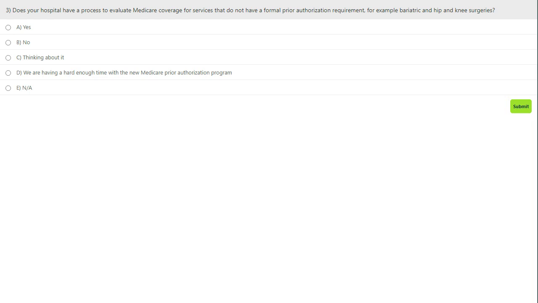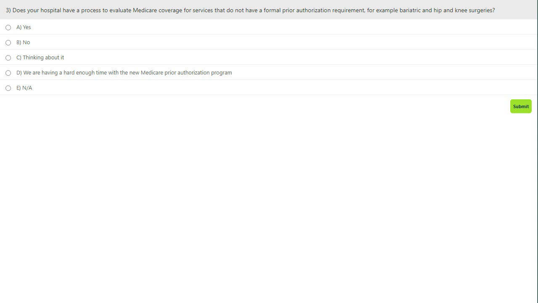So just what you were talking about, Valerie. Exactly. I think that there's no real good models out there. Hospitals do it in pockets. They have to do it with a prior auth program. They may do it with bariatric surgery or hip and knee surgeries because of what they've suffered with denials. But that's a reactive process for the most part. Right.